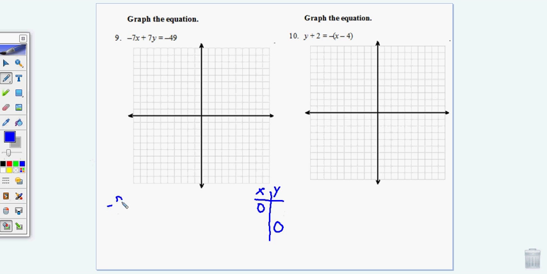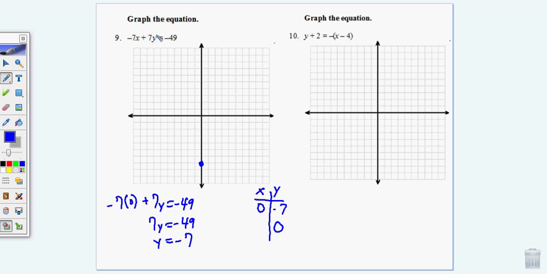So, -7, plug in a 0, would give me 7y equals -49. So if I divide by 7, y equals -7. So that is a coordinate point, right? 0, -7, going down 7. 1, 2, 3, 4, 5, 6, 7. Alright, there's one coordinate point. If I get one more, I'm good. I have my line. Next, plug a 0 in for y.